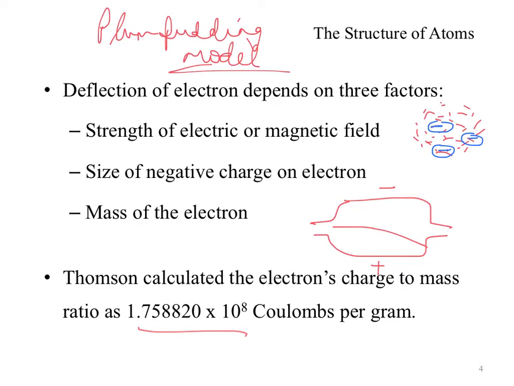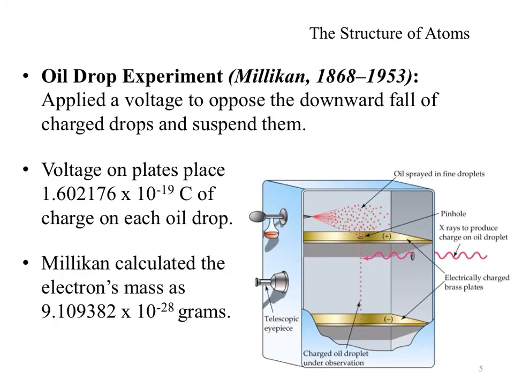Millikan, who was an American chemist, and he ran his very famous Millikan's oil drop experiment and determined the charge of the electron. And so, since the charge of the electron was figured out by Millikan, the charge to mass ratio was given by Thomson. Essentially, we were able to determine the mass of an electron as well. So what Millikan did was the following.